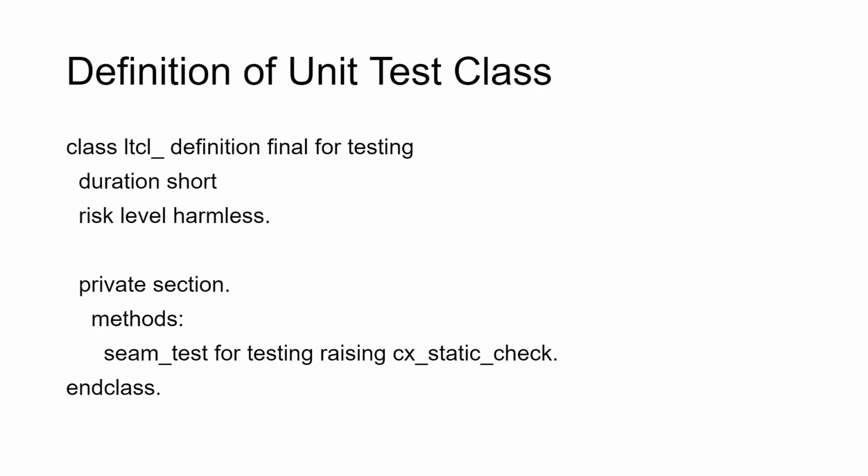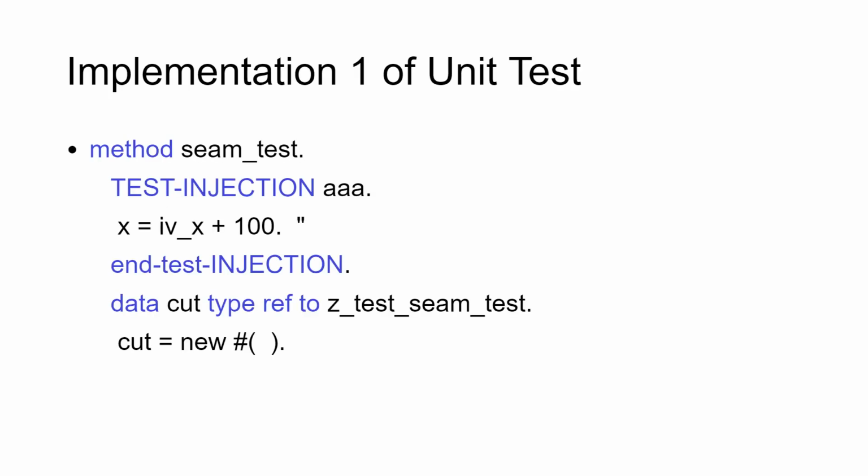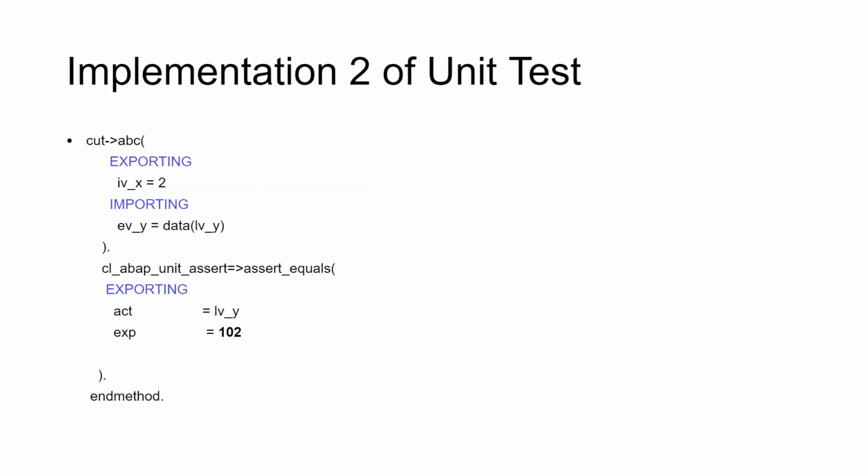Below, I will demonstrate the use of test injection. First, create a test class. There is a test method in the test class. In the test method, a test injection code block is defined, which will replace the previous code in the test seam during the test. Let's see the effect of execution. The result after execution is 102, indicating that the code of the test injection has been executed.